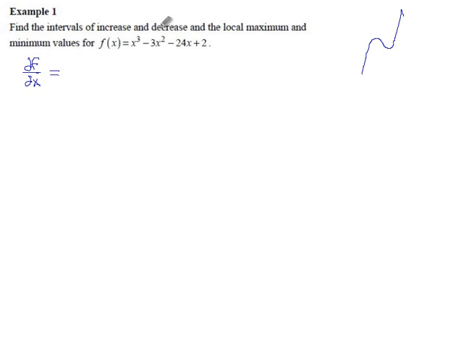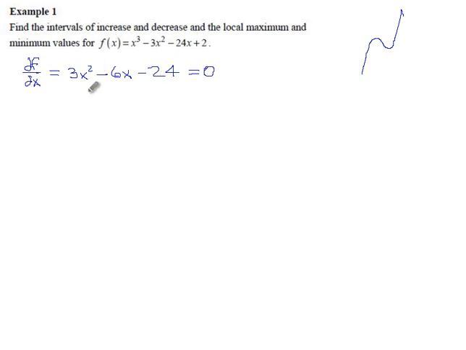df dx, this is a polynomial, so the derivative is a snap. 3x squared minus 6x minus 24. Okay, the way we start a question like this is by finding where the derivative is 0. Because if you know where the zeros are, from there you can work out where are the positive areas and where are the negative areas. But we start out by saying, take the derivative and set it equal to 0.